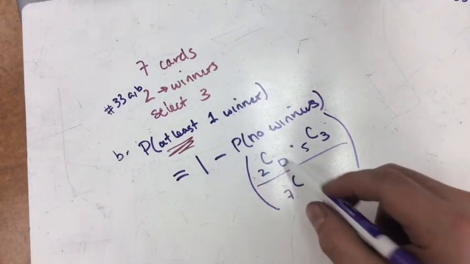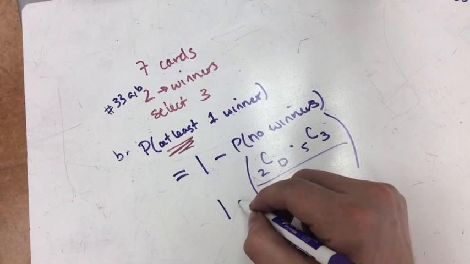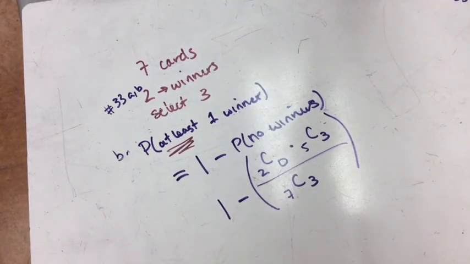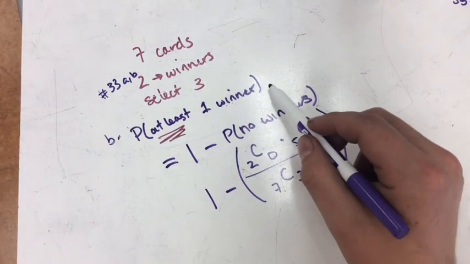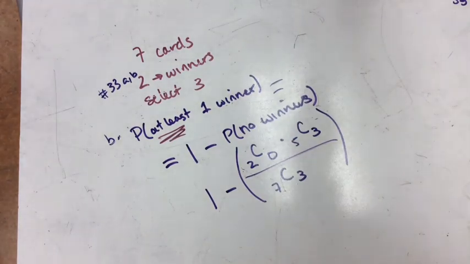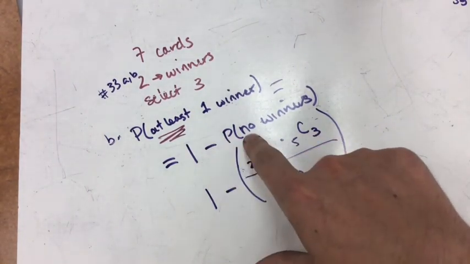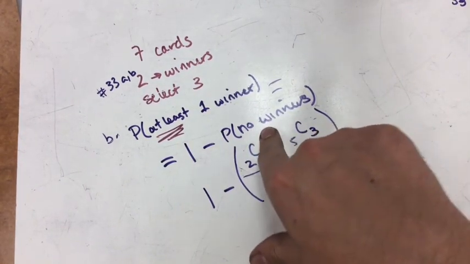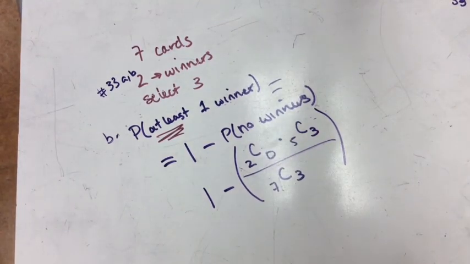But we're not quite done. We need to compute this and then subtract it from 1, and this will give us the probability of at least 1 winner. So the big key here that you need to know is that if you see at least written in there, you need to do 1 minus the probability of the event not happening. That is my hint to you guys.